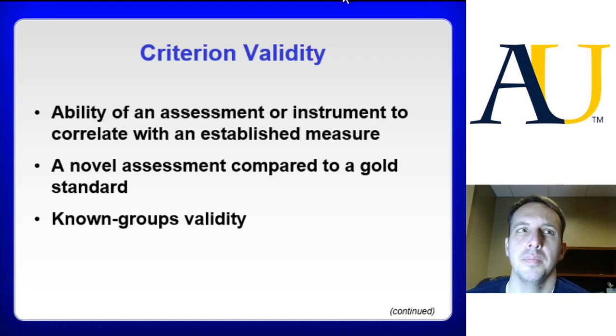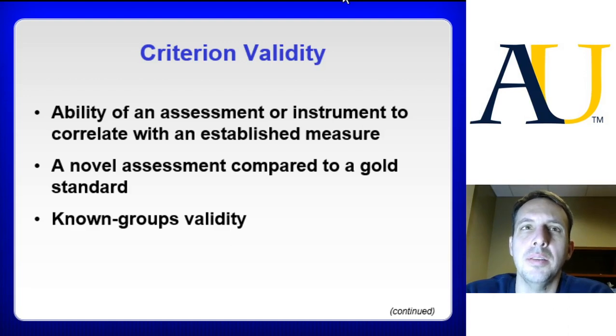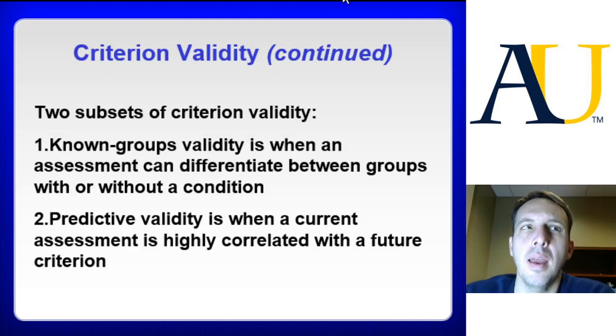Criterion validity now is going to be more when there is a gold standard, something that we already know is assessing what we want it to assess, and then we can compare our new method to that gold standard. And there's a couple of different ways to go about that. There's known group validity, which is basically your ability, or a measure of a special test, usually in this case for criterion validity, to differentiate between those with and without the condition.